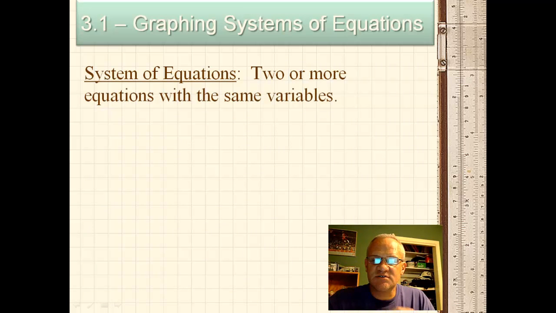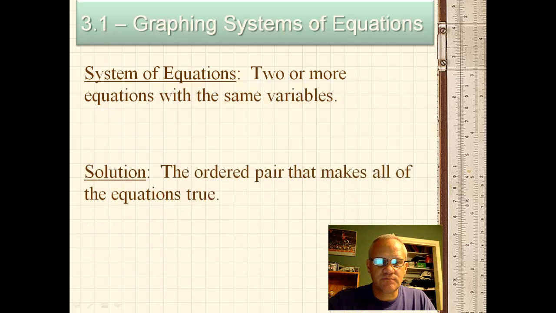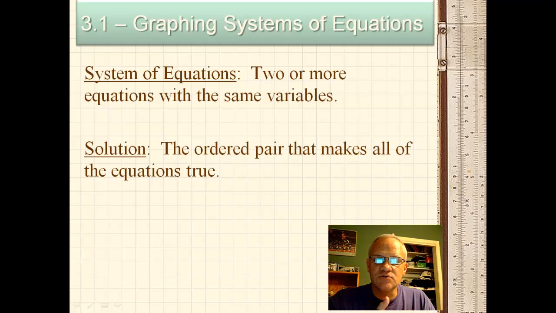First of all, what's a system of equations? All it is really is two or more equations with the same variables. And we want to see what the solution is, and the solution really is just the ordered pair that makes all of the equations true. And of course, we're going to be talking about two usually here. So we're looking for an ordered pair that makes both of the equations true at the same time.